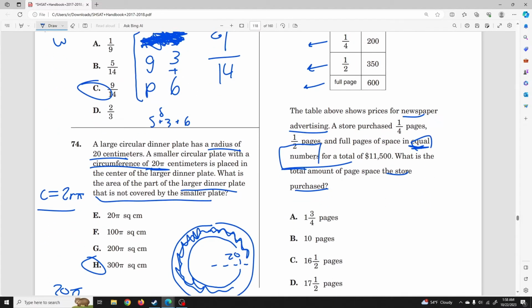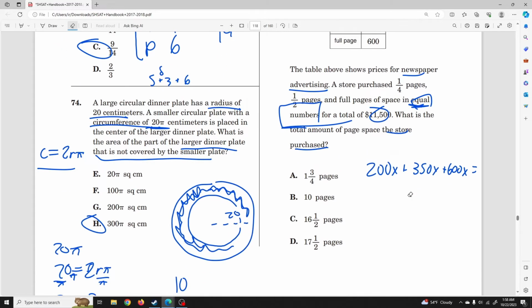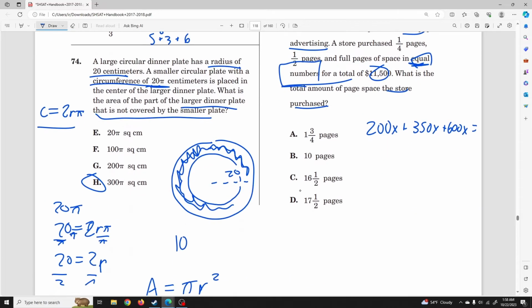So what I can do here is I could just say 200x plus 350x plus 600x is equal to this number, right? Because if I bought them the same amount of times, if I say they bought each of these twice, that means I could do the same with their price. I could just multiply each one of these by 2, and I get the total price, right? If I bought the same amount of each item, I'm paying the same amount of times for each unit price, right? That's all I did here.